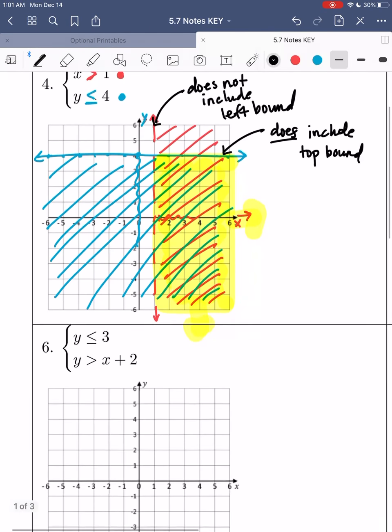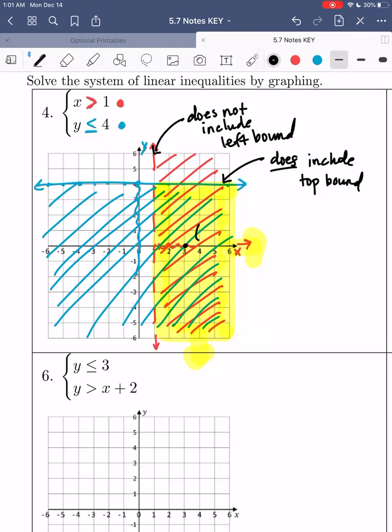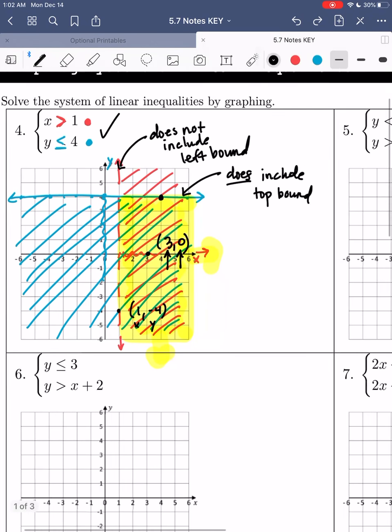So every point in here is a solution to the system. Like here's the point 3, 0, and that checks out. If I plug in 3, 0, this 3 is greater than 1, and the 0 is less than or equal to 4. So that satisfies our system. The point right here works. The point down here, like here is the point 1, negative 4. That's on this dashed boundary, and if I tried to plug this in, that's x equals 1, y equals negative 4, but 1 is not greater than 1, so that does not work out. Anyway, so that shaded region is the answer.